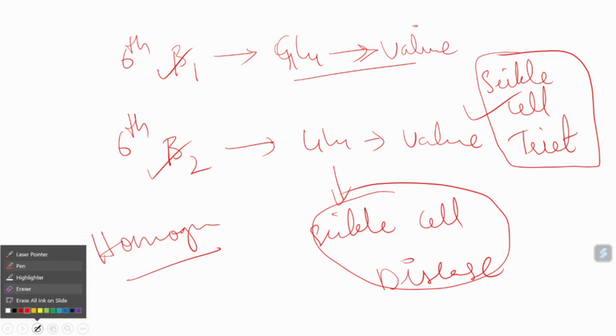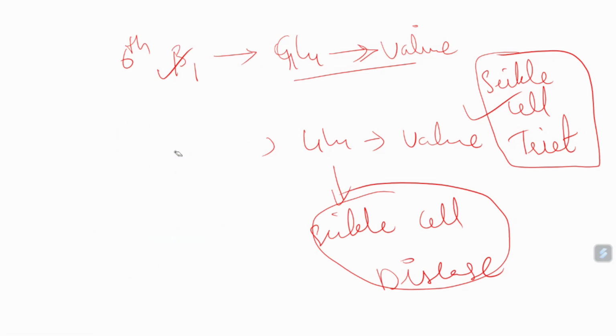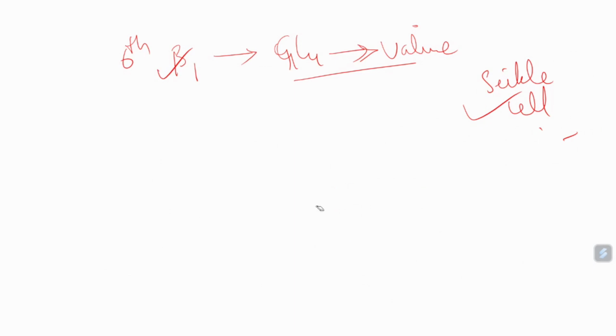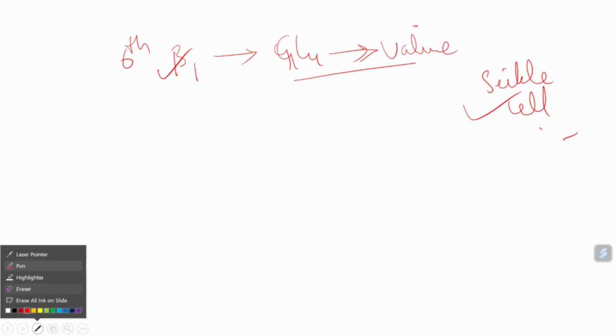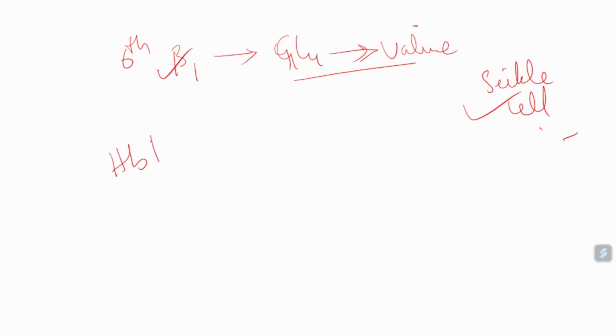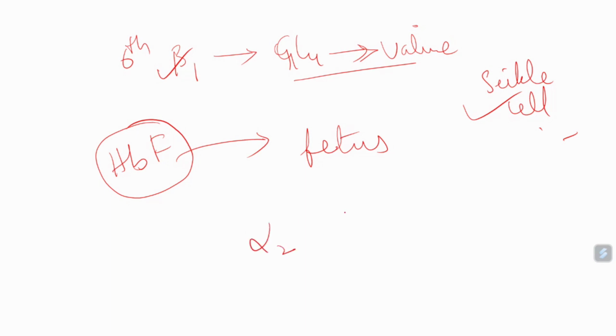HbF. There is another hemoglobin which is called HbF. Very, very important it is. HbF is the type of hemoglobin mainly present in the fetus. In the fetus there is a special type of hemoglobin called HbF. This hemoglobin has two alpha chains and two gamma chains.